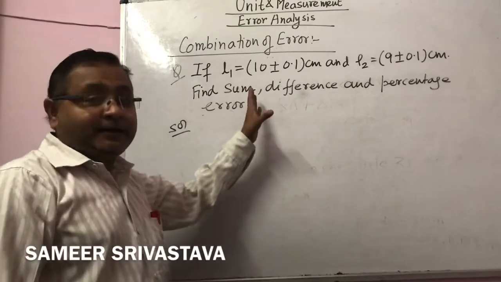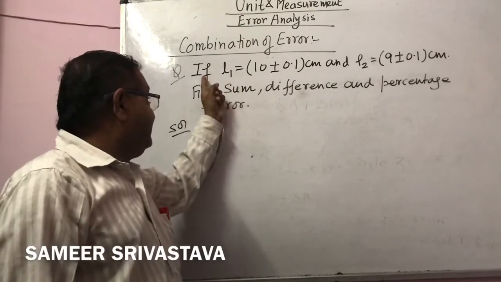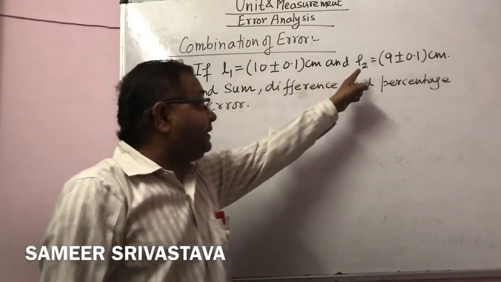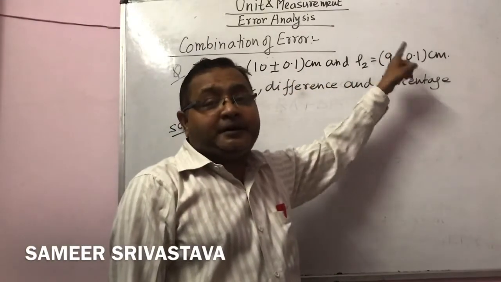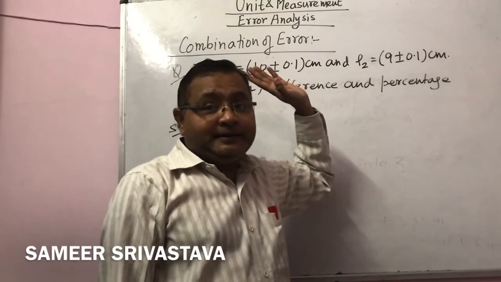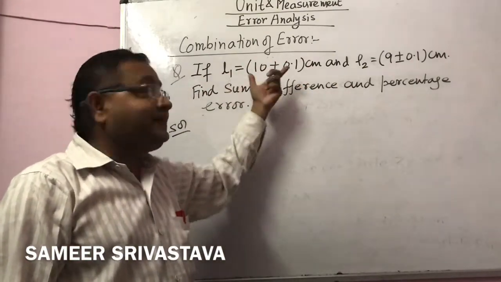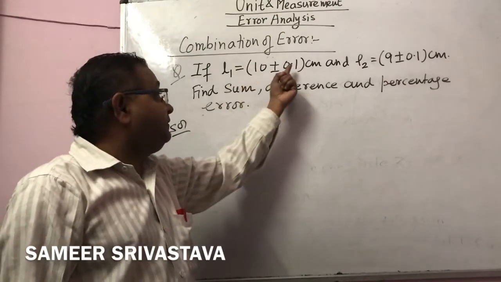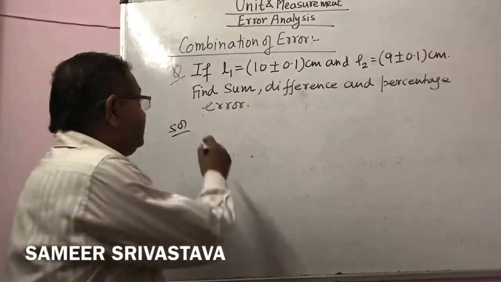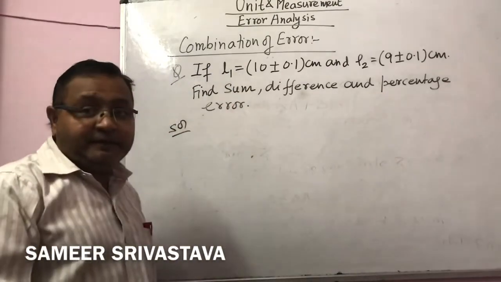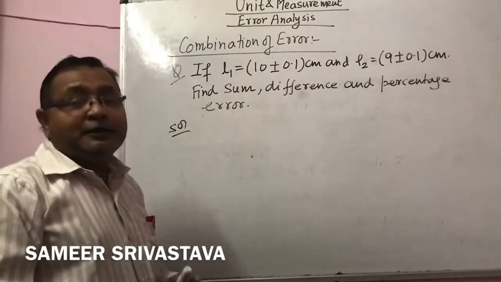Now I am taking another question. If L1 is equal to 10 plus minus 0.1 centimeter and L2 is equal to 9 plus minus 0.1 centimeter. There is a physical quantity length and two values of length are given in their proper form, accurate value and error value. Now we have to find the sum, difference and percentage error.